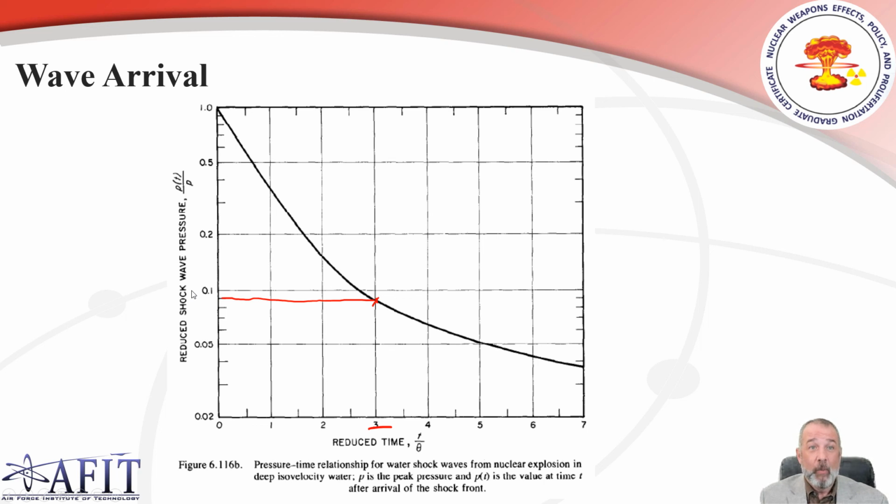So in order to find out what that pressure actually is, we're going to take that 0.09 and multiply it by that peak overpressure. And we'll get the instantaneous pressure at that particular moment in time. Again, this is just what we did with the atmospheric detonations.